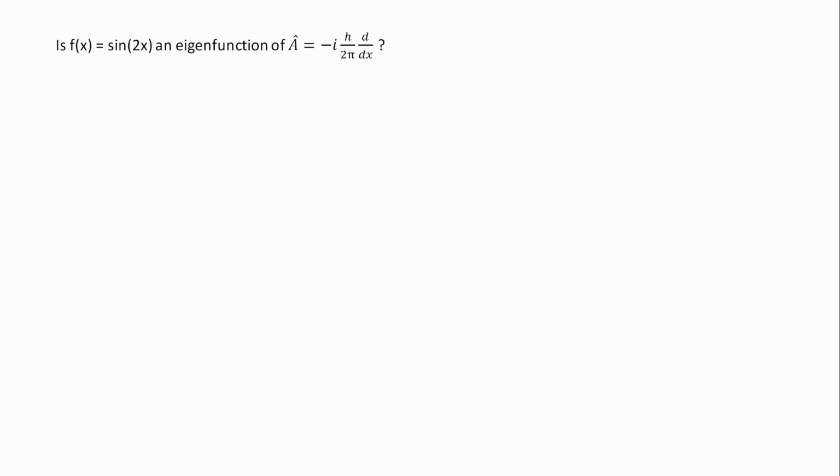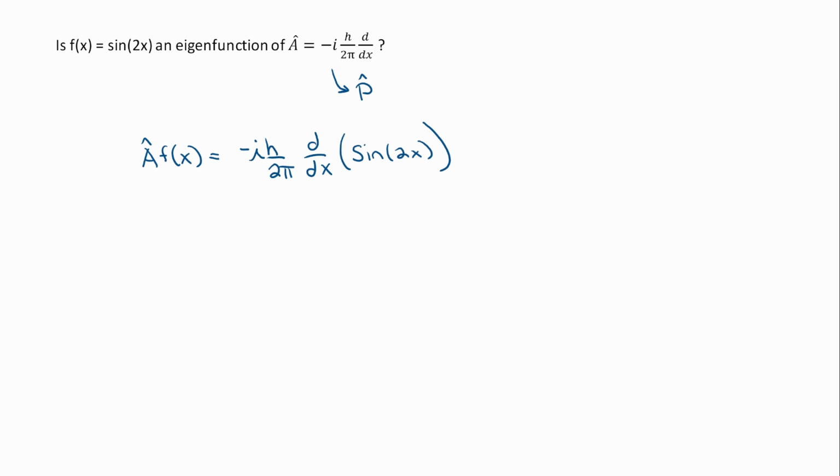Here, we're going to check to see if f of x is equal to sine of 2x is an eigenfunction of our operator A, where this is actually going to be related to some sort of quantum mechanic operator. This is related to our momentum operator, where you see a little p with our caret sign above it. So first we have our operator, where we're going to apply our operator, negative i h over 2 pi, d over dx, acting upon our function sine of 2x.